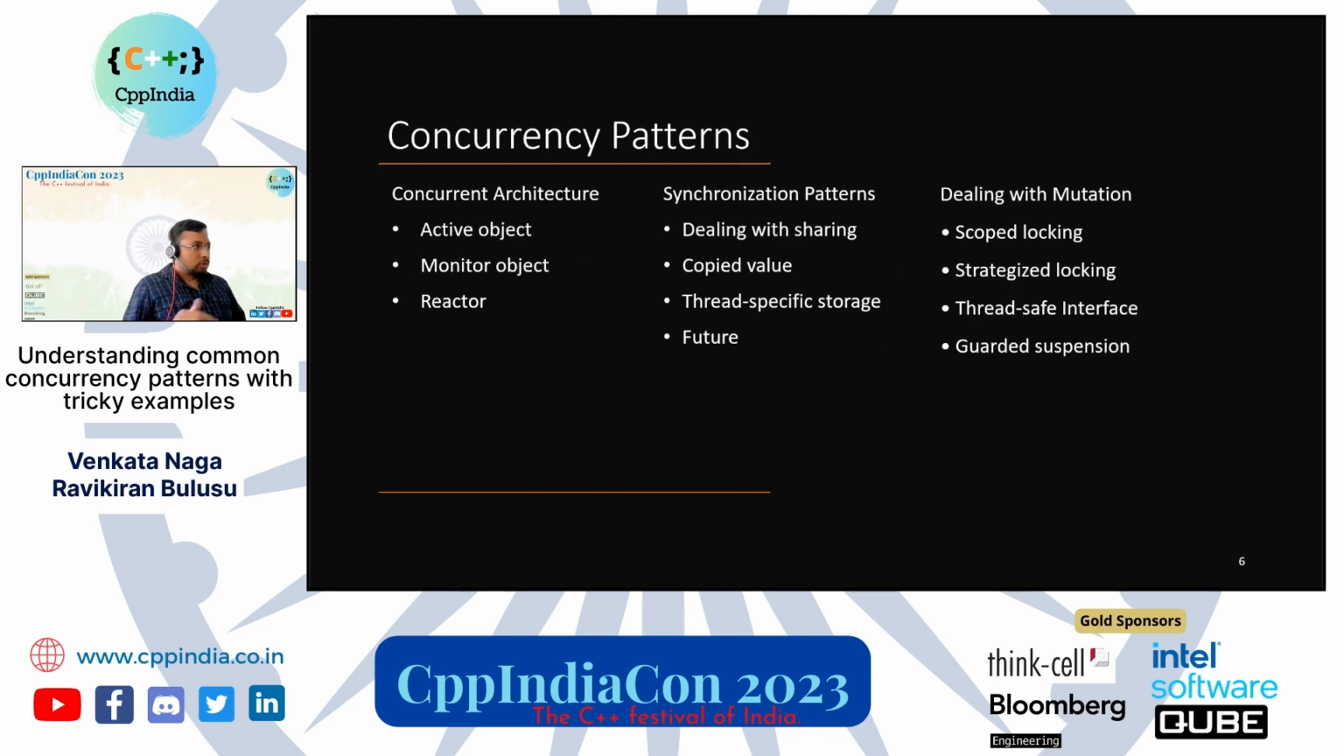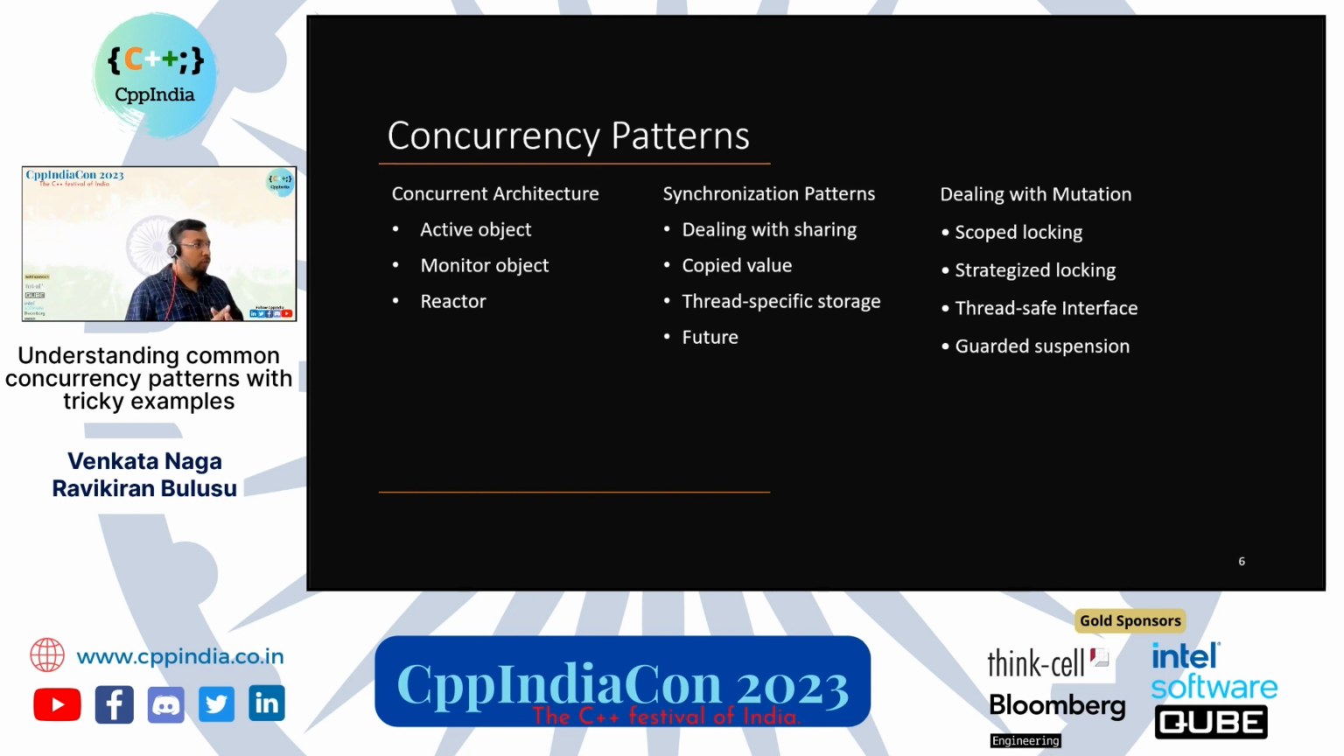Let's briefly see how to overcome these challenges. We have something called concurrency patterns. On the left side, you have concurrency architecture, where you can model your objects according to active object, monitor object, and reactor. I will go through them in the examples. Then we have synchronization patterns, how to deal with the sharing of data and future variables, how to deal with mutation, mutexes, and how to do some strategized locking in general.